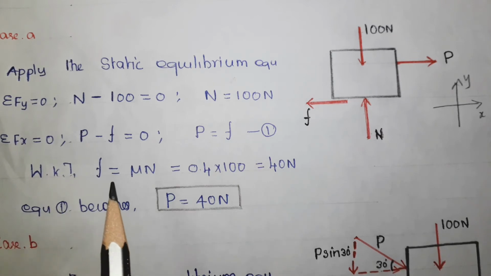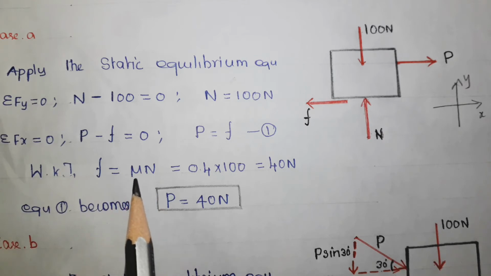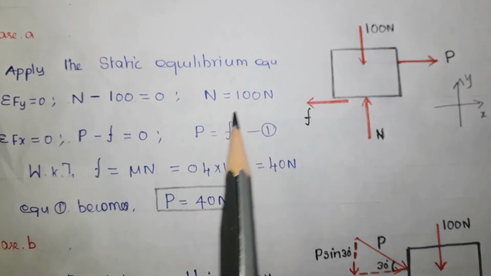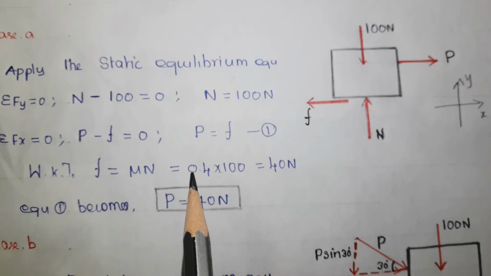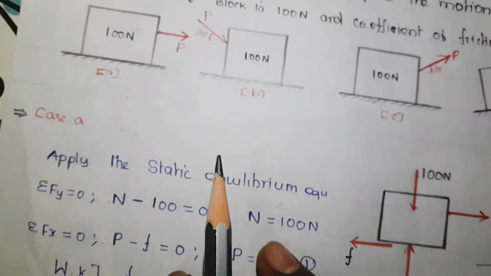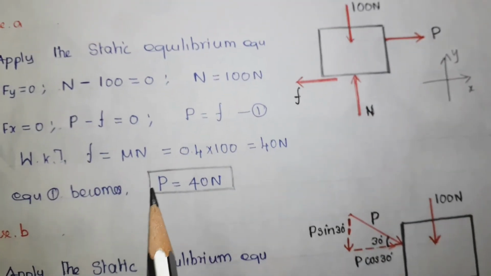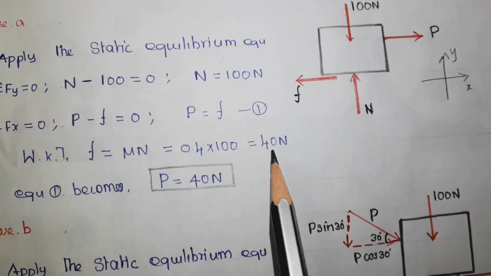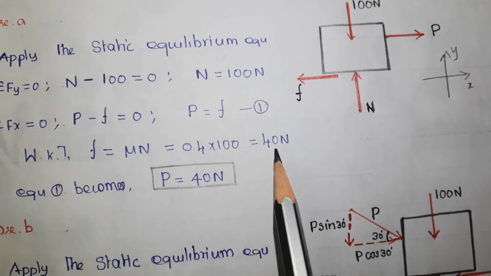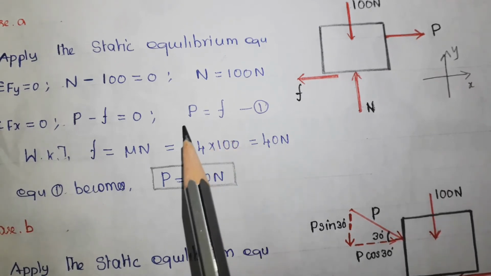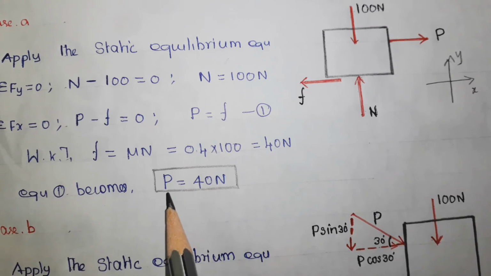But we know that the friction can be written as mu into N, where mu is the coefficient of friction and N is the normal reaction. In the place of normal reaction, just substitute this 100 Newton and mu, it is given in the problem. Here it is given as 0.4. So just multiply this one. So you will get the answer for friction as 40 Newton. Substitute this into the first equation. So you will get the answer for the applied force, which is 40 Newton.